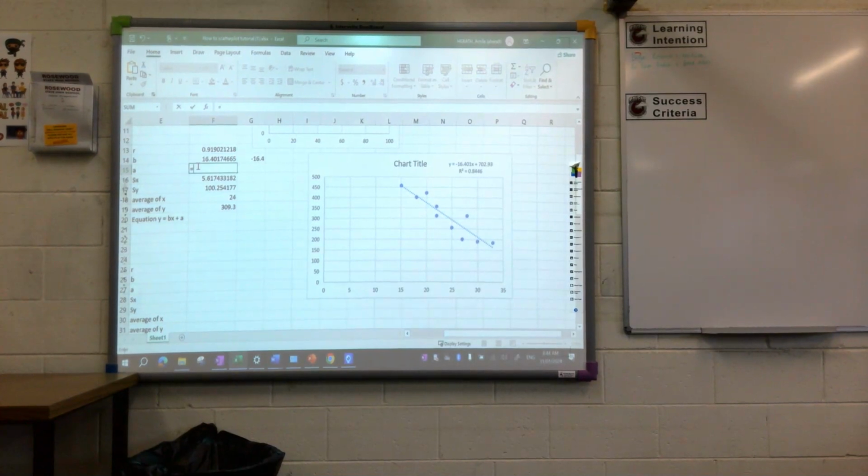A equals our average of y, take away the B value, which we made a negative, so we have to take negative 16.4 multiplied by our average of x, close the bracket, and equals. You'll notice the B value is the same as the B value on the graph, and the A value here is the same as the A value on the graph, which means we've done it correctly.